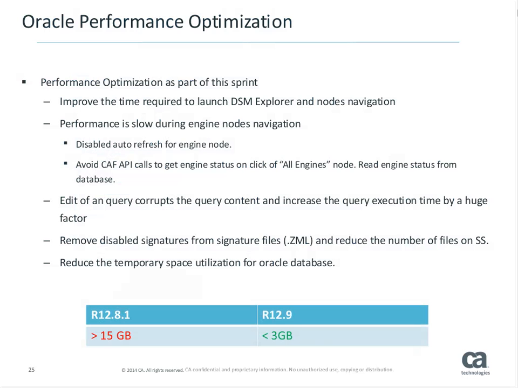But looking at some of these values here, for an example, by manipulating the way we deal with the ZML files, we've been able to minimize the amount of data table space from, for example, 15 gig down to 3 gig by handling the ZML file in a better way.